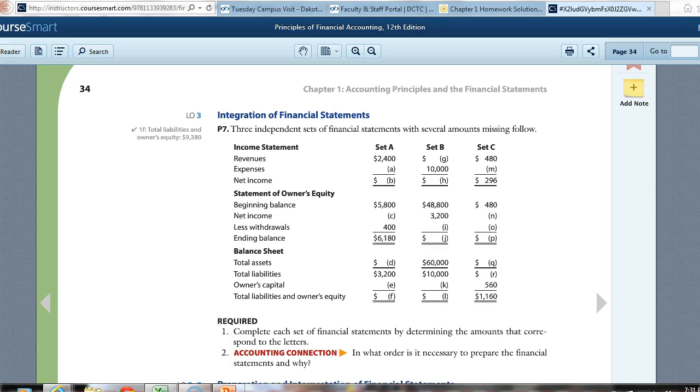Okay. So if we go to the statement of owner's equity first, what is it we can surmise? The net income. What is the net income? 780. So if C is 780, what is B? 780. Then we can figure out what A is, can't we? 1620. Now, if we know that the statement of owner's equity ending balance is 6180, what is E? 6180. If liabilities are 3200 and owner's capital is 6180, what does that make our total liabilities and owner's equity? 9380. What does that make our assets?